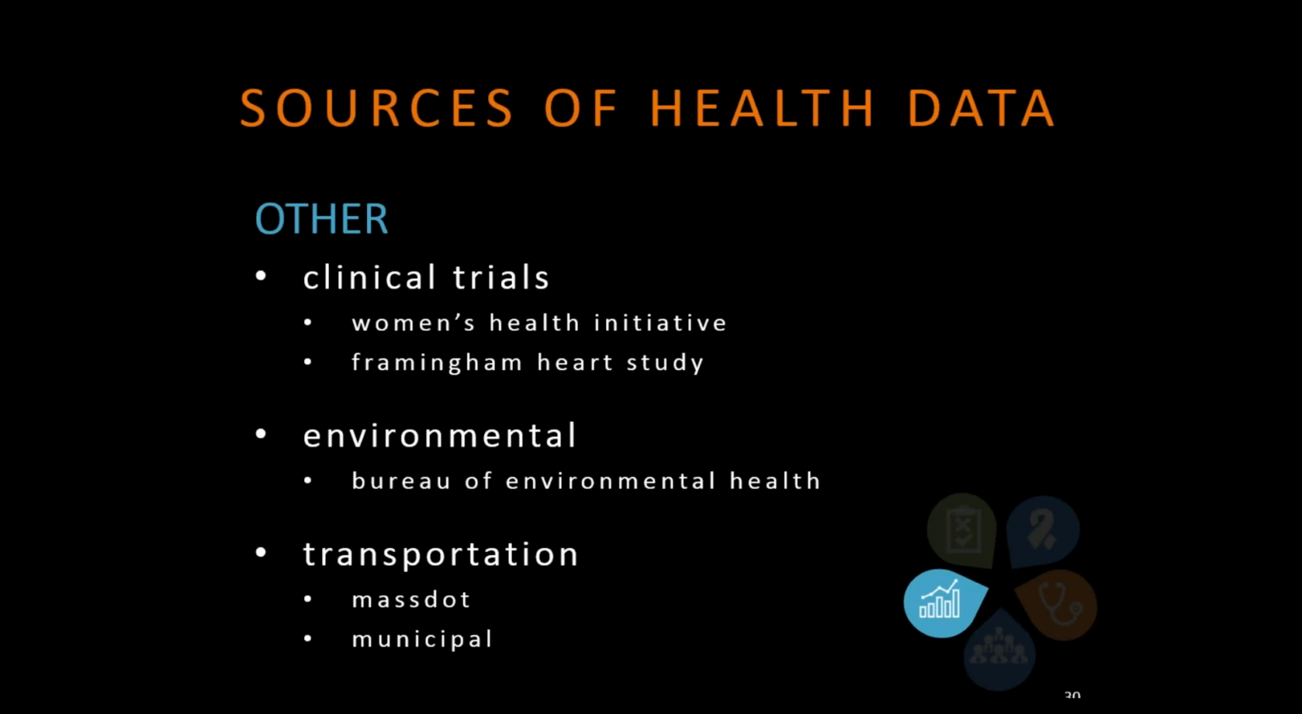All right, before we transition, I'm going to cover a few other types of data sources that might be relevant to you at a local level. If you're in a town where you have some clinical trials going on, sometimes your academic partners might have some studies going on that might be a source of data for your particular town that wouldn't be available for everyone. Some examples would be the Women's Health Initiative study, the Framingham Heart Study.